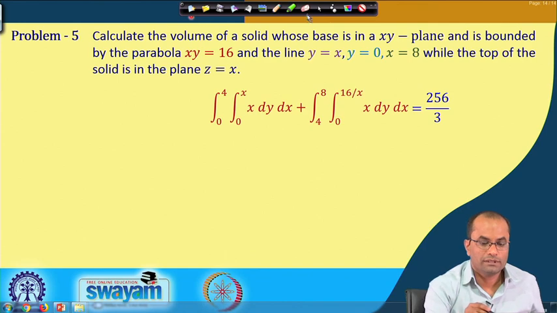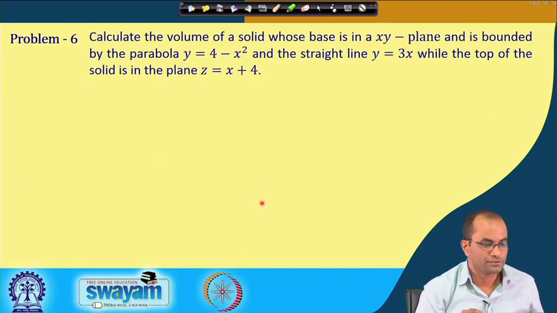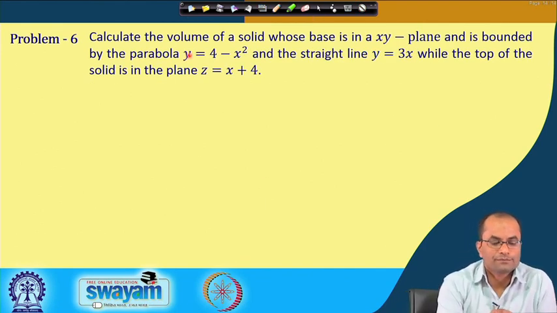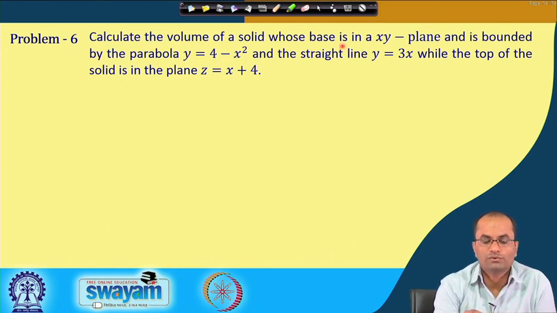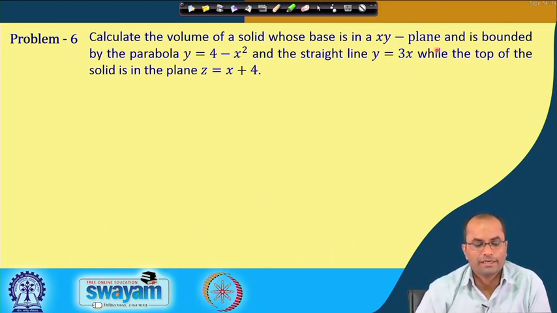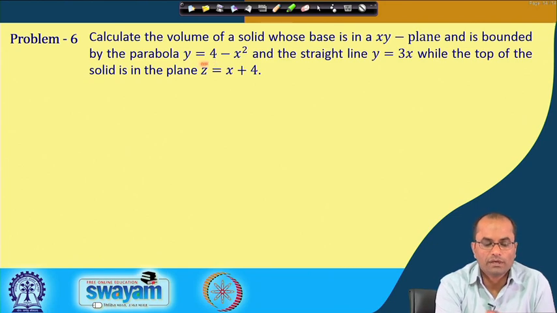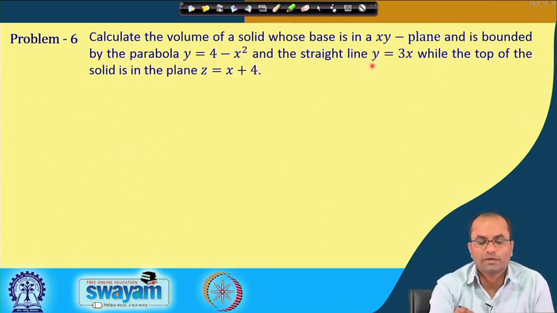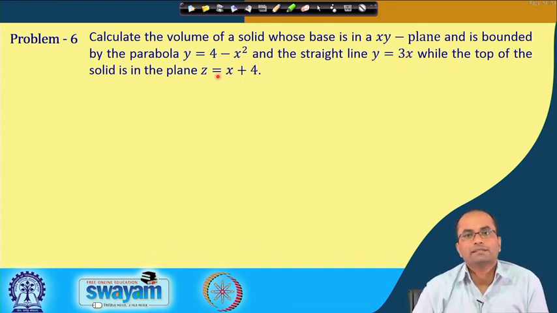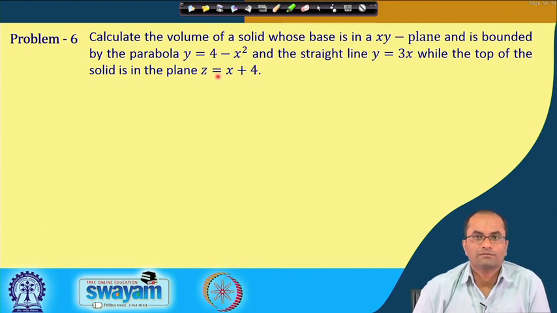And now, the last example of today's lecture. We want to compute the volume of the solid whose base is again in the xy plane, but now we have the parabola y is equal to 4 minus x square. We have the straight line y is equal to 3x, and on the top we have the plane z is equal to x plus 4.